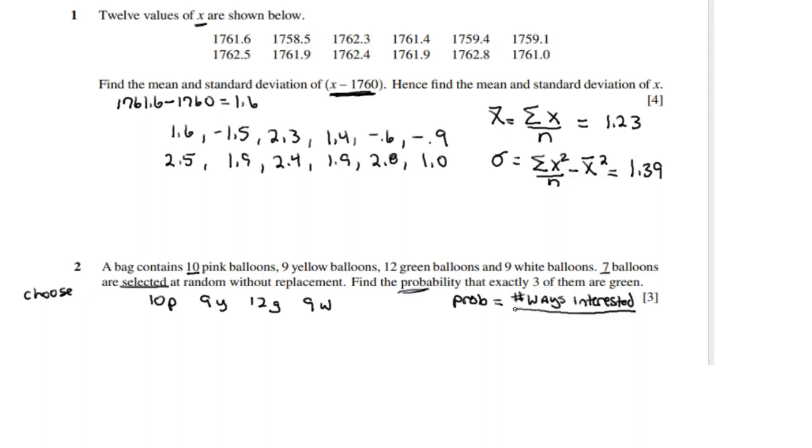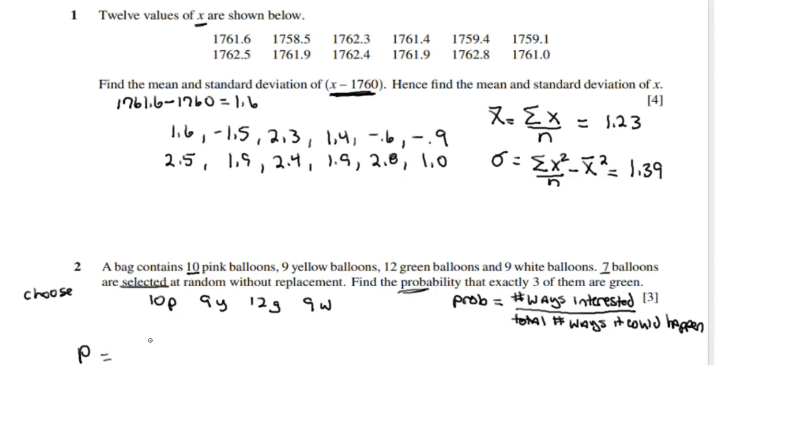And probability is just basically the number of ways that we're interested in divided by the number of ways that it could possibly happen. So if we could figure out the number of ways to choose these balloons, and then divide it by the total number of ways to choose 7 balloons out of all these, we could have the probability. So let's start with that.